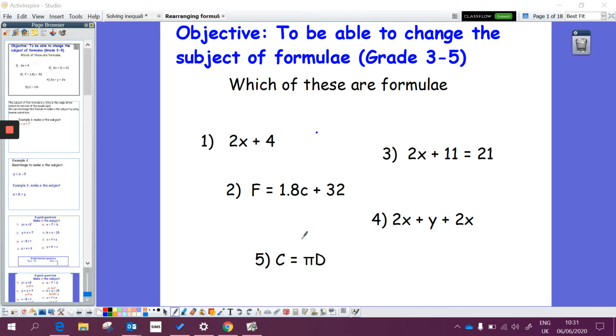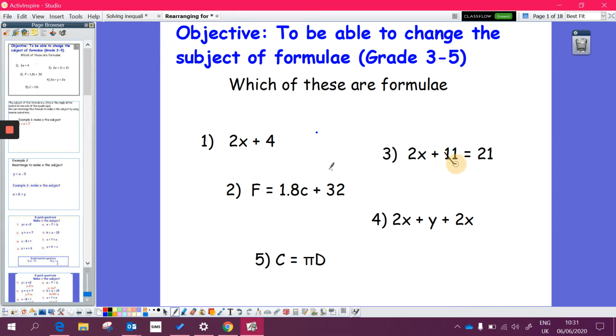Another one of those difficult topics that we've had a go at this year, and we'll be looking at being able to change the subject of formulae. As you can see, it ranges from a grade 3 to a grade 5. Knowing the difference between formulae, equations and expressions is also another thing you need to be able to know.